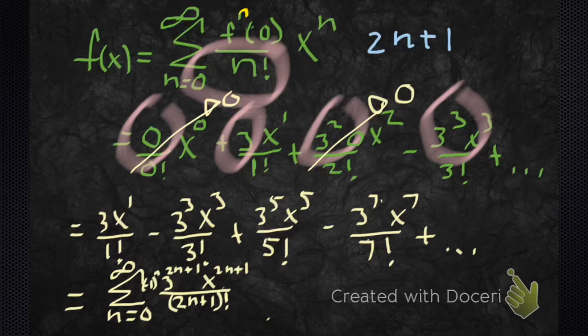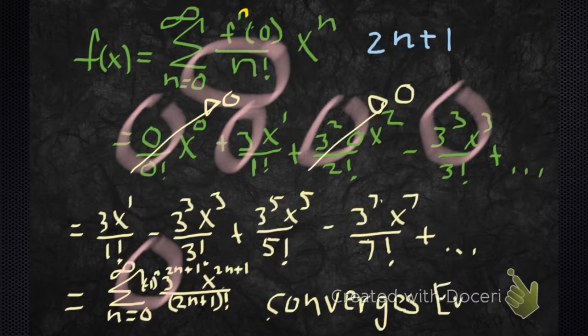So I put a 2n plus 1 for everything that's changing, and I add the alternating part out front. That's that minus 1 to the n. What's next? Well, I need to tell you that that thing converges everywhere. And how do you find that? That's in another video.